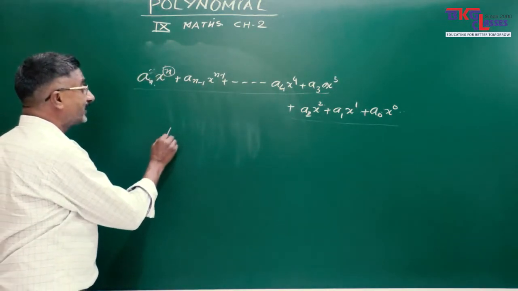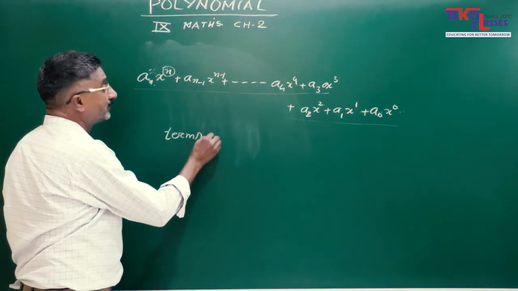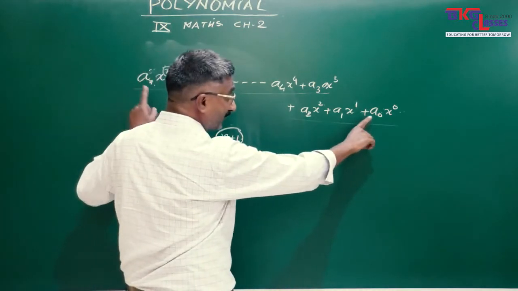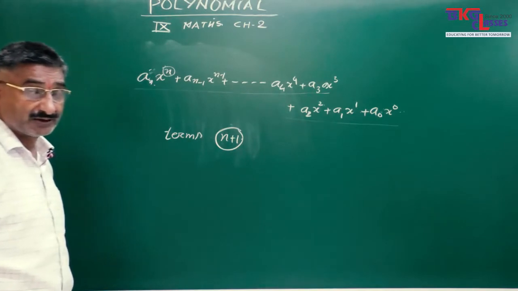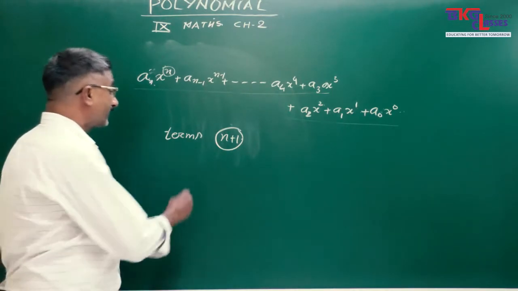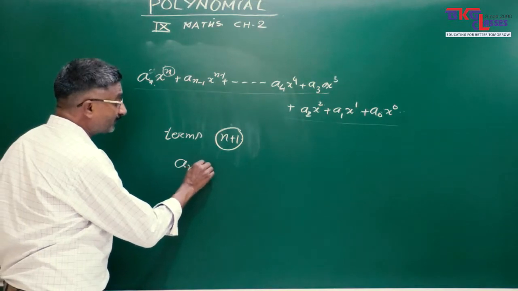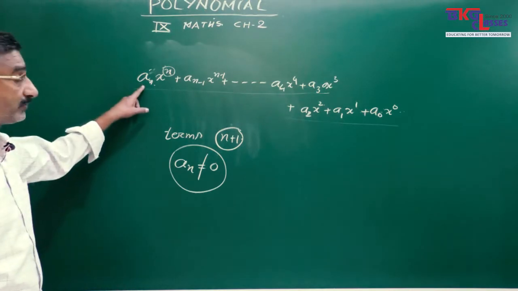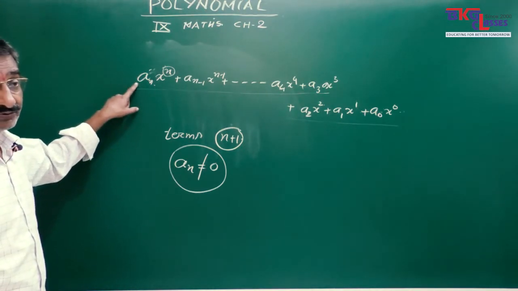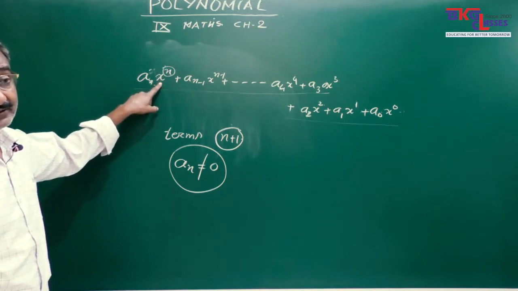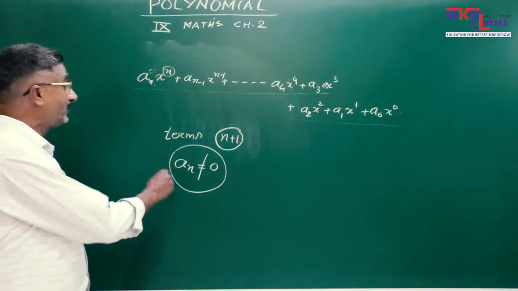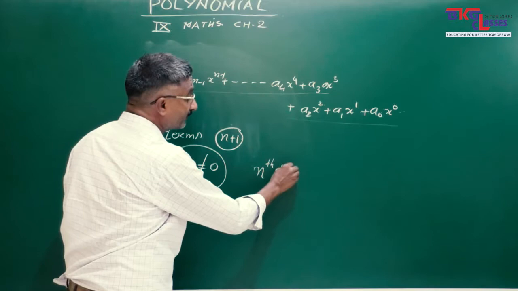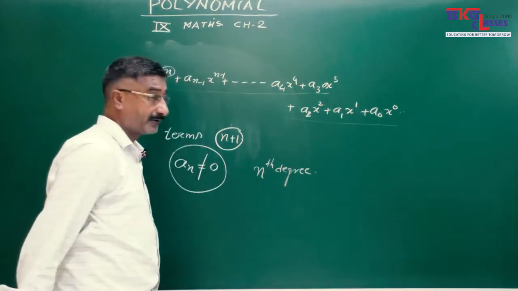And how many terms are there? That is n plus 1. Why n plus 1? n is up to this point, and then the constant term. a0 is the constant term. Here, the condition is that a_n should not be equal to 0. a_n should not be equal to 0 means the coefficient of x raised to the power n should not be equal to 0. Only then you can say the degree of the equation is nth degree. Clear?